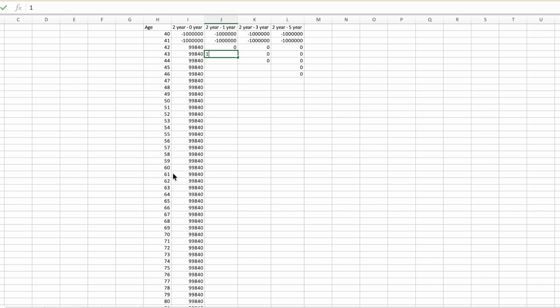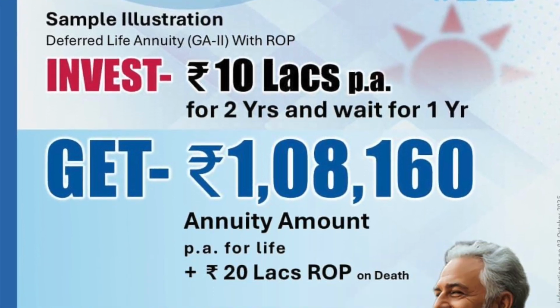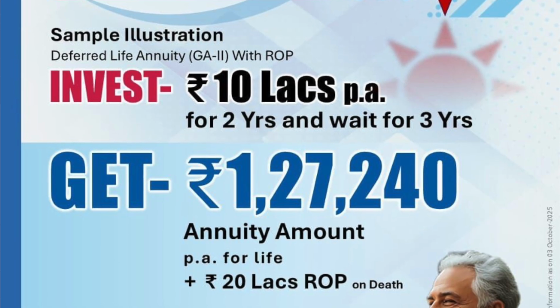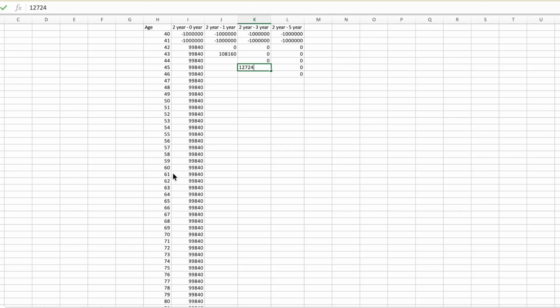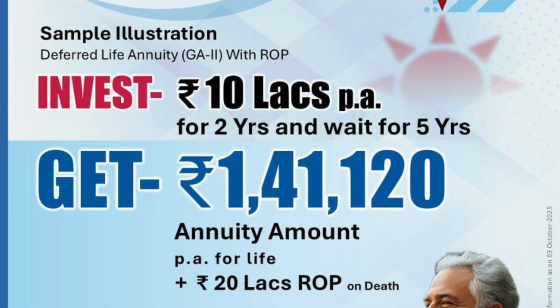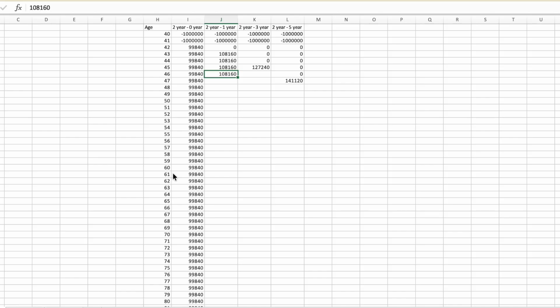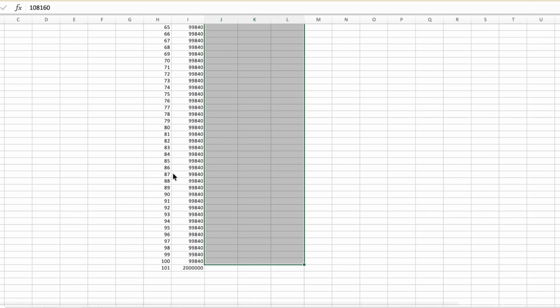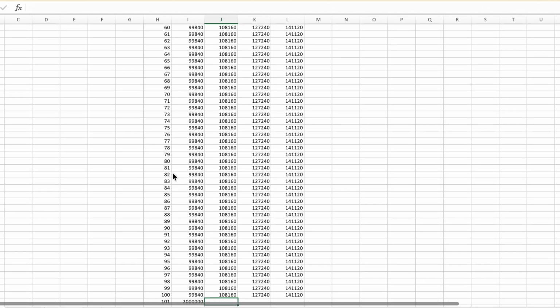In the second variant, we'll get an annuity of rupees 1,08,160. In the third variant, the annuity amount is rupees 1,27,240, and the annuity amount is 1,41,120 in the fourth variant. Now we'll add these annuities till 100 years, and on the 101st year we will write the refund of investments, which is rupees 20 lakh.